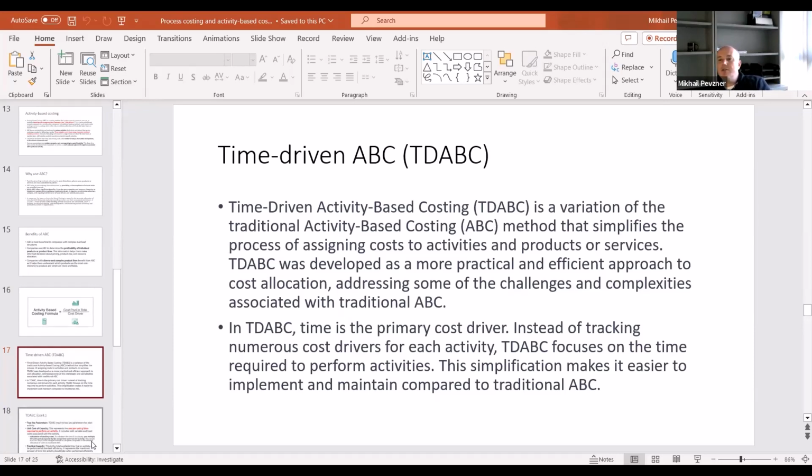So they said, okay, to simplify that, rather than look for drivers, let's look for the time it takes to use every part of overhead. And they called it time-driven activity-based costing, which is a variation of traditional ABC that simplifies the process of assigning cost to activities and products or services. It was developed as a more practical and efficient approach to cost allocation. And under TDABC, time is the primary cost driver. So everything is just cost per unit of time rather than cost per setup or cost per machine hour.